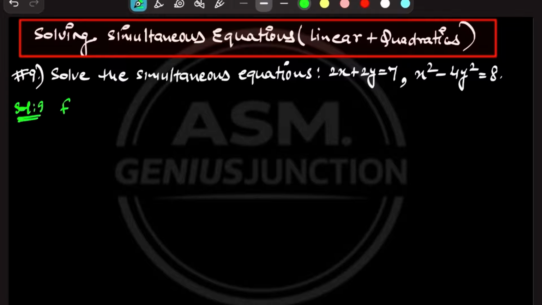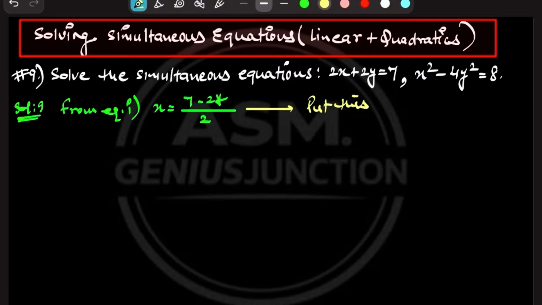In this question, from equation 1, that is the linear one, I'm going to take out the value of x. If I take out the value of x, it gives me (7 minus 2y) over 2. And then I'm going to substitute this value in equation number 2, which is quadratic. So I will be putting x equals (7 minus 2y) over 2 in the quadratic equation.